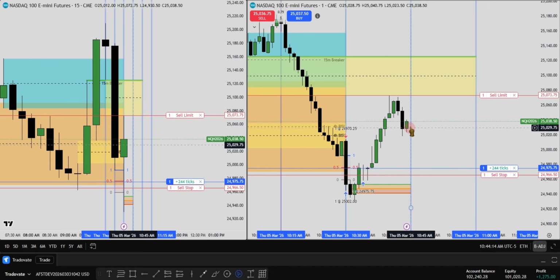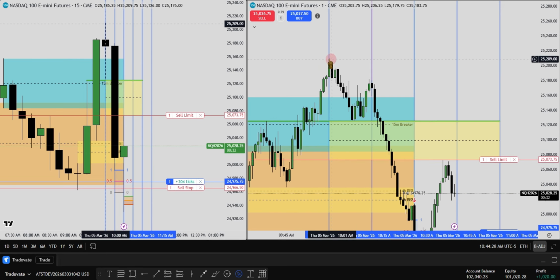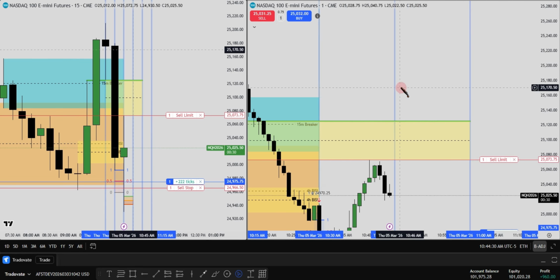So I'd like to see when we get this 15-minute open, price just head straight up into here. And that would be buy side liquidity there, and where I would like to get out of my long position. And I still think that there's a chance that price is going to continue up higher.